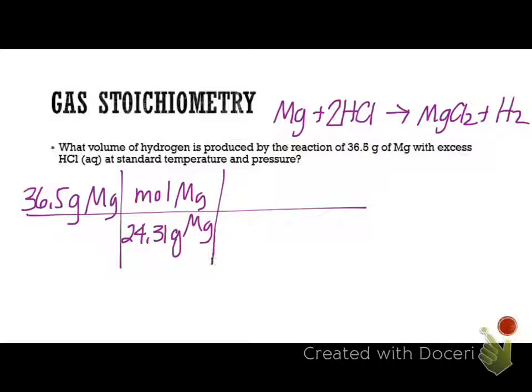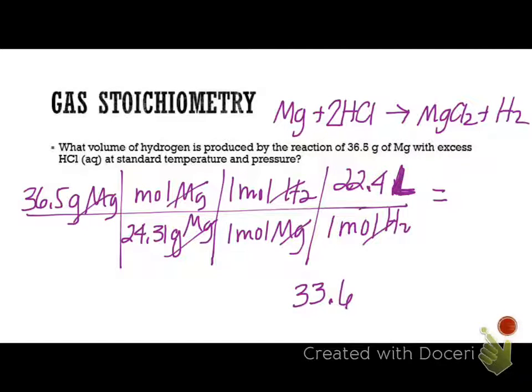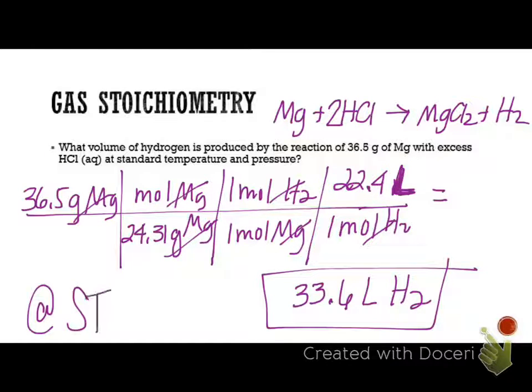Now that we're in moles, we can go straight into our mole ratio. So we have 1 mole of magnesium makes 1 mole of hydrogen gas. And because we are at standard conditions, 1 mole of any gas is equal to 22.4 liters. So now we just do our math and we calculate that out, multiply the top, divide by the bottom, and we get 33.6 liters of hydrogen. So that was at STP conditions, standard temperature and pressure.